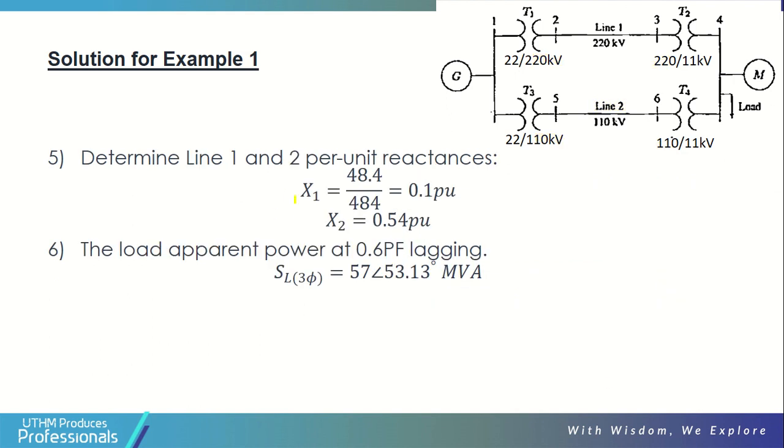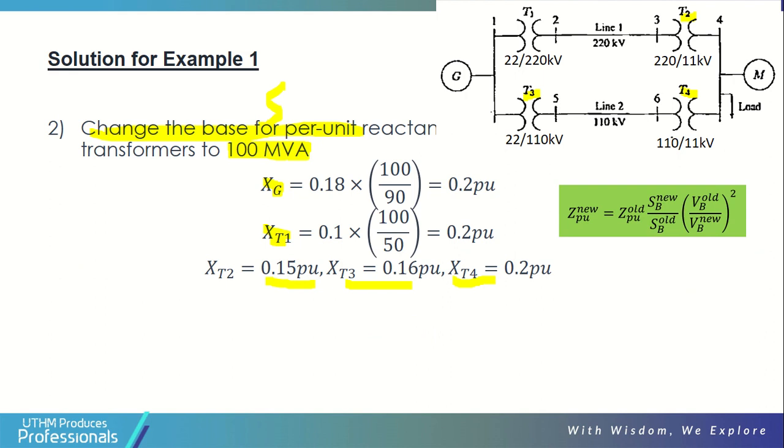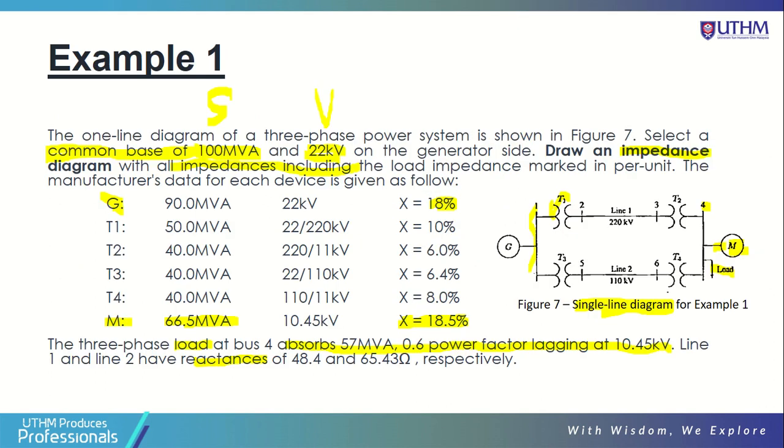Okay, so x1 equals the real value divided by the base value, where the real value, the actual value, basically comes from the question. This is the value of transmission line 1, reactance equal to 48.4. Transmission line 2, 65.43 ohms.